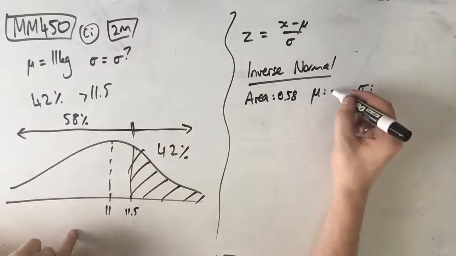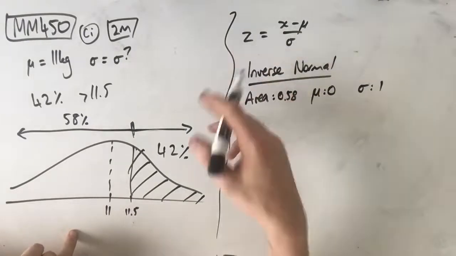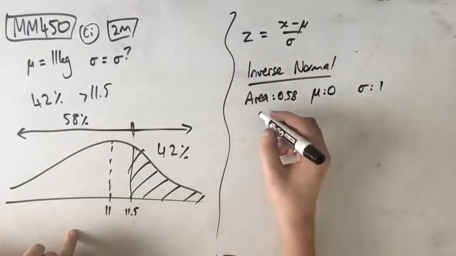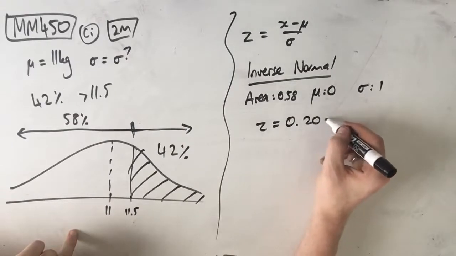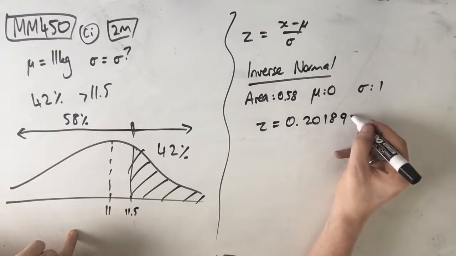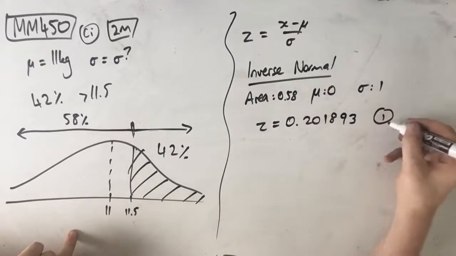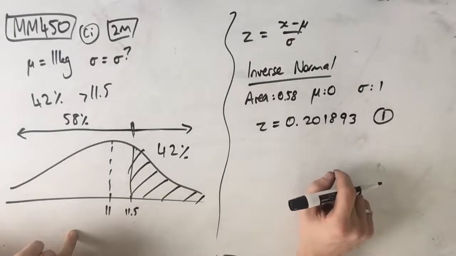Our mu is going to be 0, and our standard deviation is 1, okay? Because we're looking for our z value, which is how many standard deviations away from the mean we are. Now this is going to spit out an answer of z equals 0.20. I don't know why I put this many decimal places in the work solutions, but I did, so let's just go with it. Z equals 0.201893, which is 1 mark.